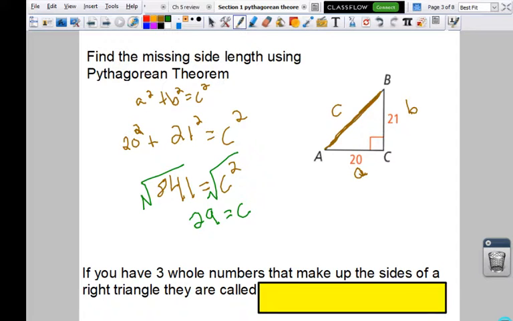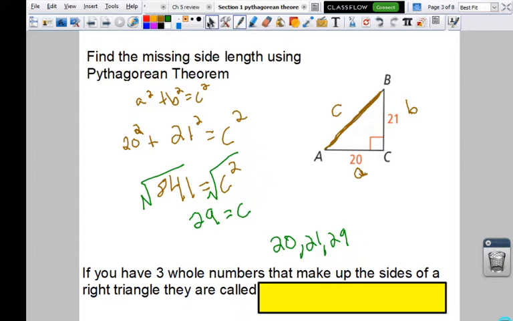Okay. So, we got three of these numbers, right? When we have three numbers without decimals, so three whole numbers, that make up the sides of the right triangle. So, on this problem here, my three whole numbers are 20, 21, and 29, right?